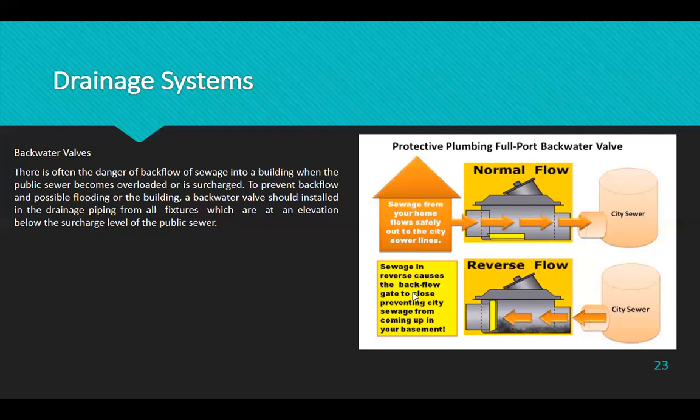Sewage in reverse causes the backflow gate to close, preventing city's sewage from coming up in your basement.